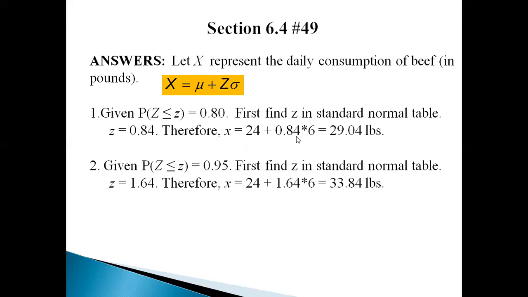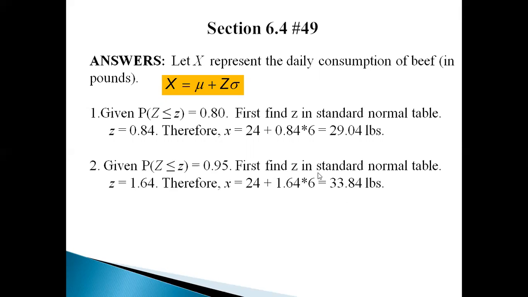So we plug that into our equation. 24 plus that 0.84 times 6 gives us 29.04 pounds that they would have to buy to make sure 80% were happy. Now, if they wanted to make sure 95% were happy, you look that up in the table, and we get 1.64 for Z. Plug that into this equation, and we get 33.84 pounds they would have to buy to make 95% happy. So just that 15%, they just had to buy a few more pounds to make it happy, and that's how it worked.